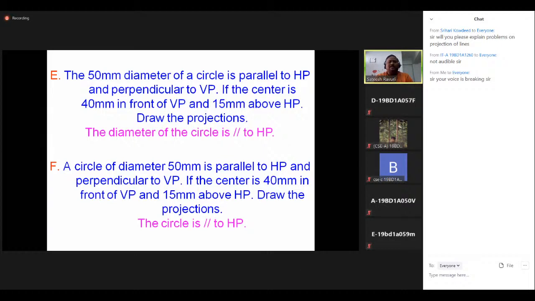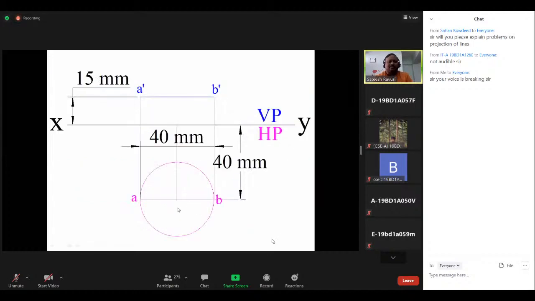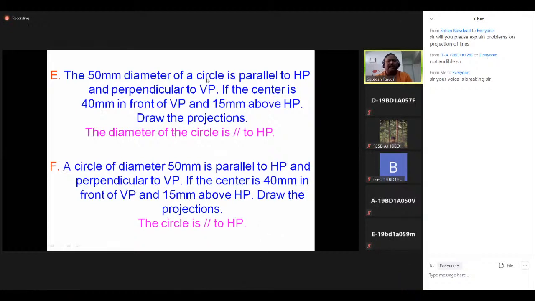But now the surface of the circular plane is parallel to HP and perpendicular to VP. So here the reference is the center for us. Once again I'll tell you, the diameter of the circle is parallel to HP. That means the entire surface of the circular plane is parallel to HP and perpendicular to VP.